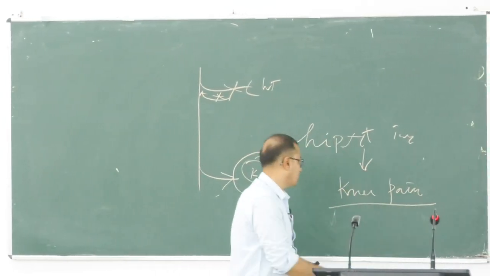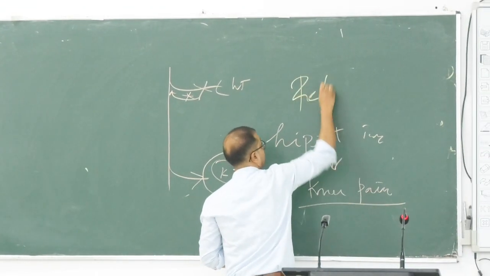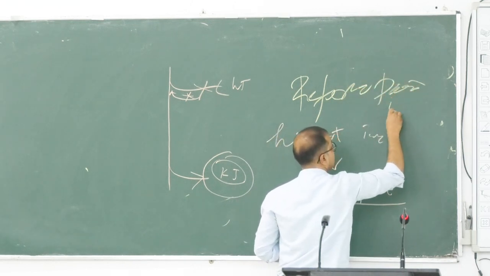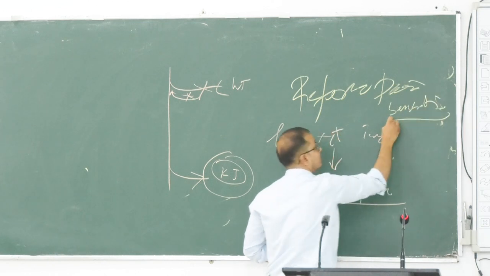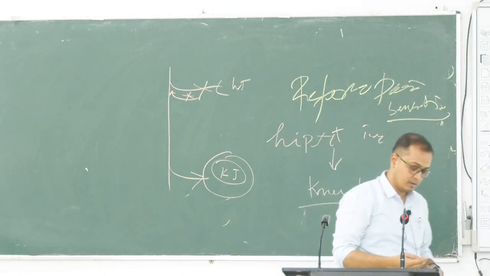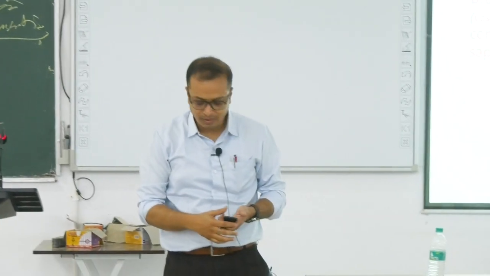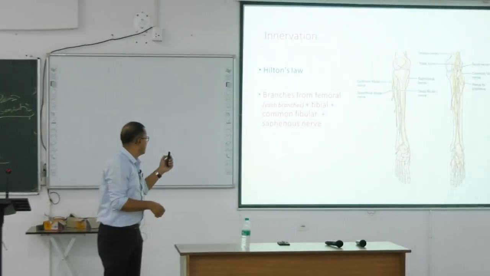This phenomenon we call referred pain sensation. This happens commonly in the hip joint along with the knee joint, because of the same innervation coming from the same nerves.